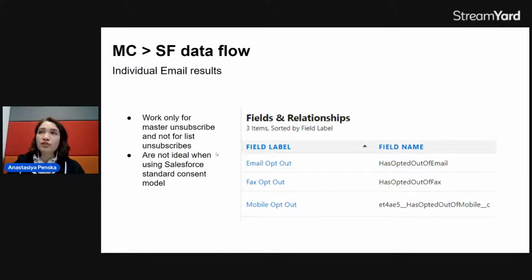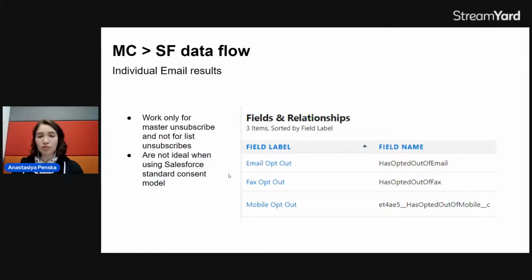Of course, those individual email results are part of the synchronization, and another part is the fact that you can push the unsubscription details into Salesforce. The downside of it is it only works for the master subscription and not for list subscriptions. So if in Marketing Cloud you have your publication lists, the data from those would not be going into Salesforce by default through Marketing Cloud Connect. You need to write some automations and scripts for that to happen. And they're not ideal really for the standard consent model in Salesforce.